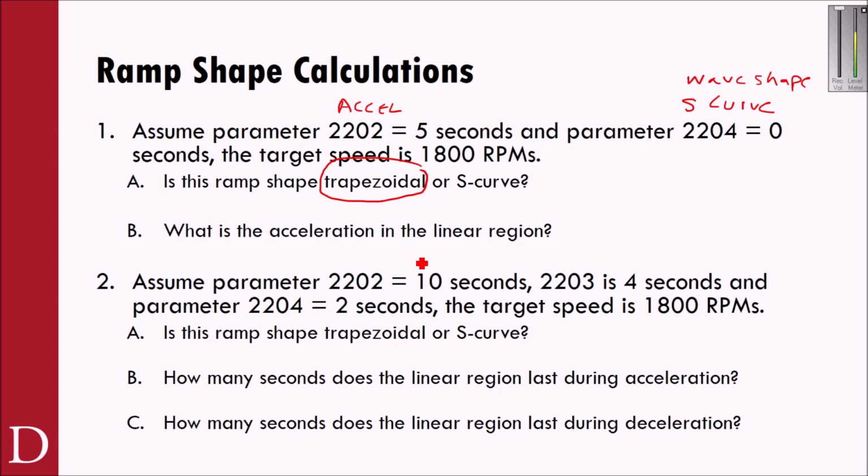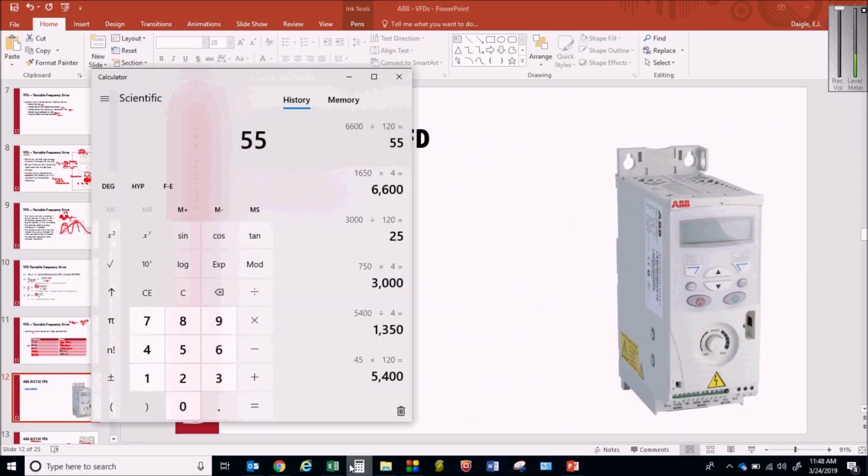What is the acceleration in the linear region? Well, the whole thing's a linear region, so it'll be 1,800 divided by 5. So I'll keep my annotations here and do the math real quick on my calculator. 1,800 divided by 5. It would appear to be 360.